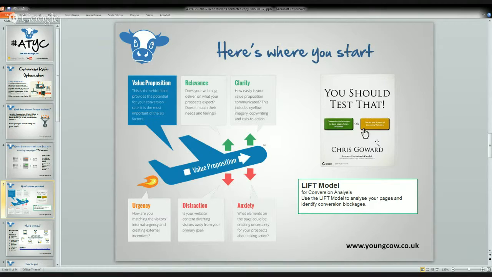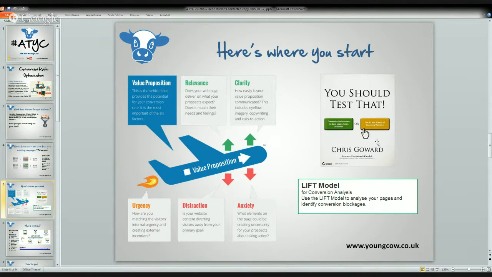Look at distraction. Is your website content diverting visitors away from your primary goal? Maybe on your landing pages, you need to get rid of your main menu and other links that allow people to go other places on your website. Maybe you just want to keep them focused so there's less distraction and there's more relevance and the navigation and the user interface is guiding them to the action that you actually want them to take.